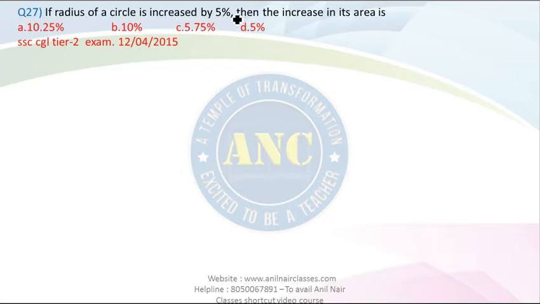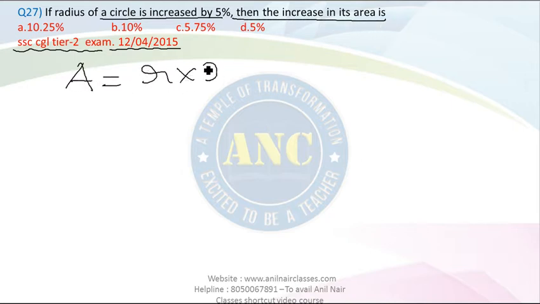Next, question number 27. Please see the source. Coming forward to the examination, SSC CGL Tier 2 exam in the year 2015. If the radius of a circle is increased by 5%, then its area will increase by what percent? Area of circle is pi into r into r. Forget about pi. So 5% means it is 1 by 20. This also is nothing but 1 by 20.